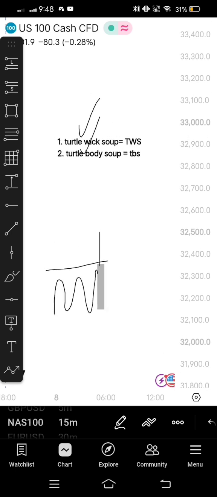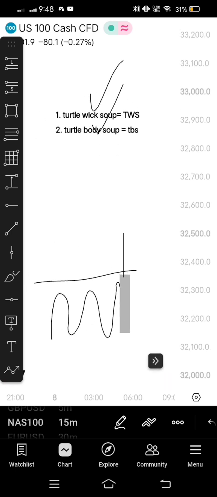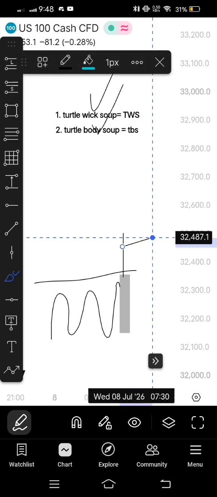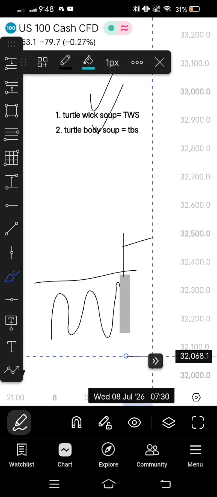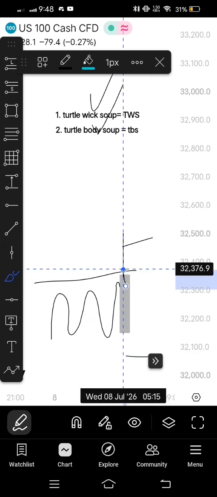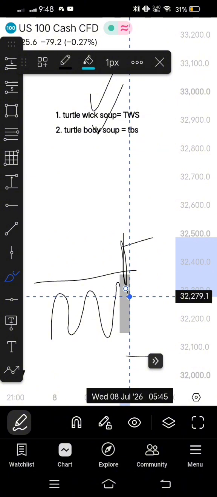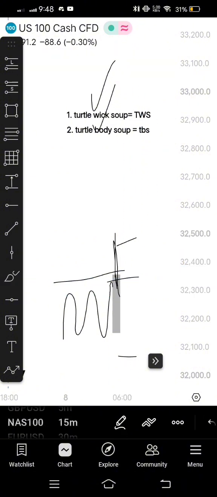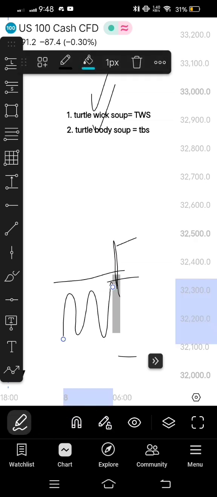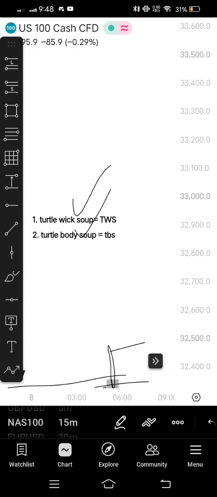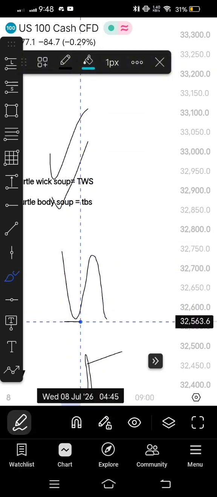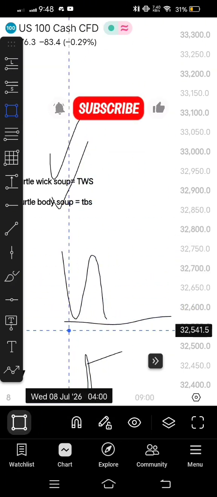There are two types of breakout traders: one takes the trade after the candle closes above the resistance or below the support, and the other takes the trade immediately when price goes past the resistance. But price goes up, immediately reverses, and closes beneath the resistance. So this is just a turtle wick. The same applies to support. So what is turtle body? For example, you have support here.